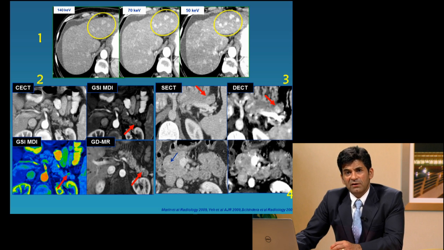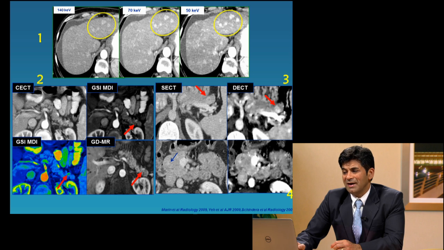The same application can be extended to other clinical challenges like screening for hepatocellular carcinoma. Here on the top, I'm showing you images of a patient with cirrhosis and high risk for hepatocellular carcinoma. The yellow circle points to hypervascular lesion, and if you pay attention to these lesions on the dual energy processed monochromatic images of low energy, it shows those lesions far better than they are visible on the early images.